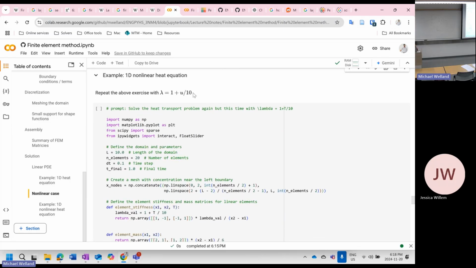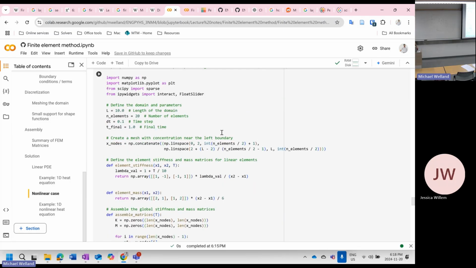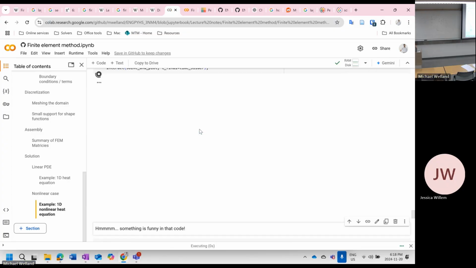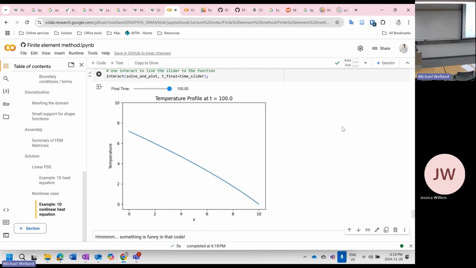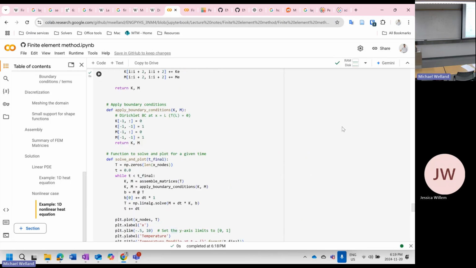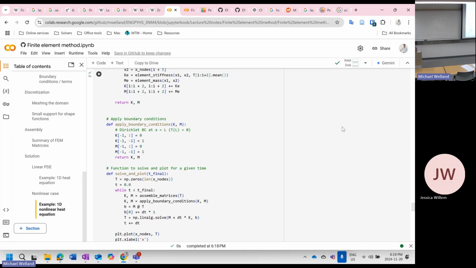Let's repeat the above exercise for lambda is 1 plus u. What we get is this, and we raise the time. We have increased the thermal conductivity, and therefore you would expect the hotter it gets, the more conductive it is, and it would follow a form like this. However, this is actually wrong. Do not trust AI. Anybody see what the problem is here?